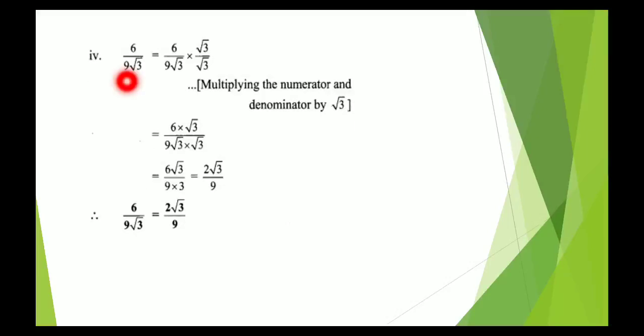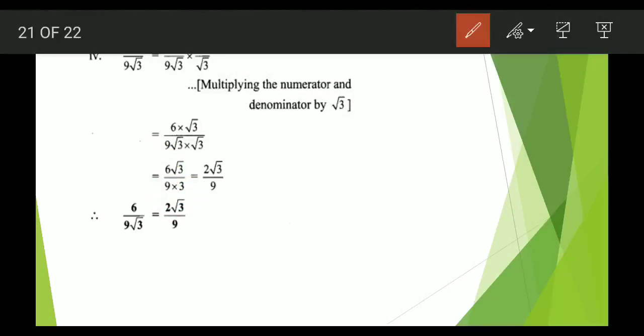Question number 4. 6 upon 9 root 3. Here we will multiply numerator and denominator by root 3. So we will have 6 multiply root 3 upon 9 root 3 multiply root 3. So 6 multiply root 3 is 6 root 3. 9 multiply root 3 multiply root 3 will become 9 multiply 3, which is 27. 6 root 3 upon 27, so dividing by 3, 3 1s are 3, 3 9s are 27. So the answer is 2 root 3 upon 9.